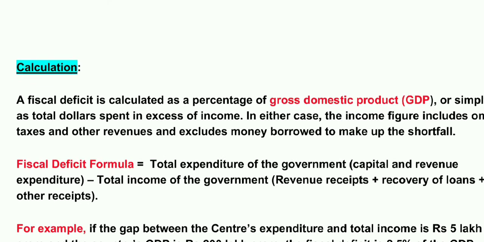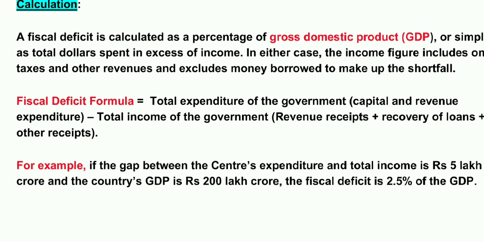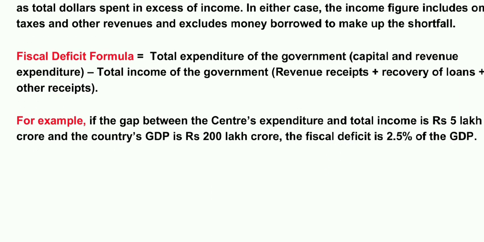A fiscal deficit is calculated as a percentage of gross domestic product, or simply as total dollars spent in excess of income. In either case, the income figure includes only taxes and other revenues and excludes money borrowed to make up the shortfall. The formula is the total expenditure of the government, that is capital and revenue expenditure, minus the total income of the government, that is receipts plus recovery of loans and other receipts. For example, if the gap between the centre's expenditure and the total income is rupees 5 lakh crore and the country's GDP is rupees 200 lakh crore, the fiscal deficit is 2.5% of the GDP.